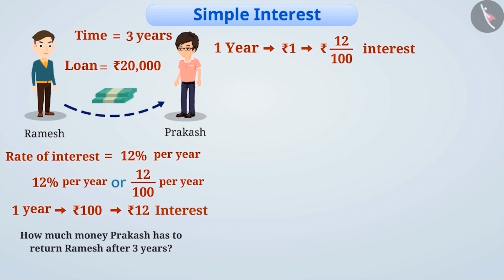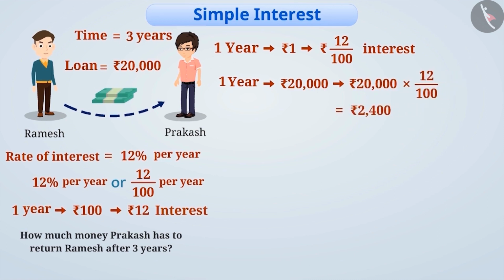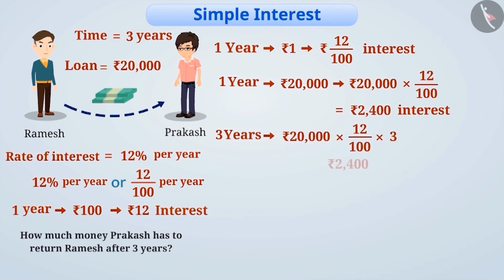on rupee 1. Similarly, for a period of 1 year on 20,000 rupees, he has to pay rupees 20,000 multiplied by 12 by 100, which is equal to rupees 2,400 as an interest. But this is only for 1 year. Prakash has borrowed money for 3 years. Therefore, for 3 years, the interest will be 20,000 multiplied by 12 by 100 multiplied by 3, which is equal to 2,400 into 3, which is equal to 7,200 rupees.